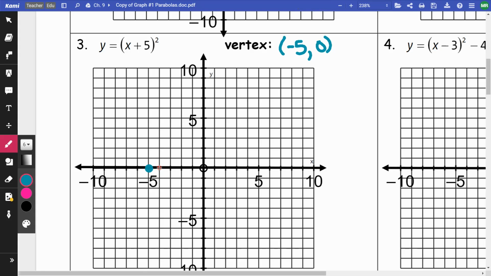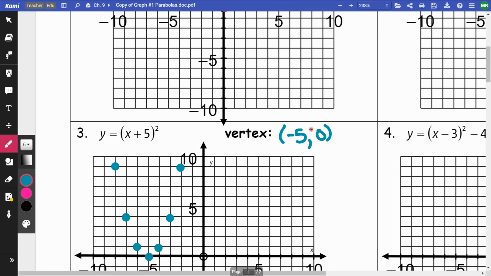If I went out 1, squared is 1. Same on the other side. From my vertex, if I go out 2 units, 2 squared is 4. 1, 2, 3, 4. If I go out 3, 1, 2, 3, 3 squared is 9. So I'm going to go up 9. So that's 5. This is going to be 9 up here.